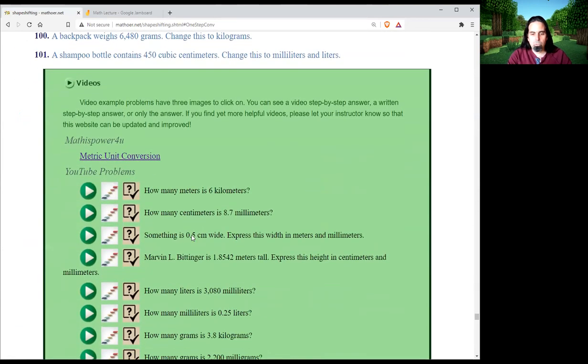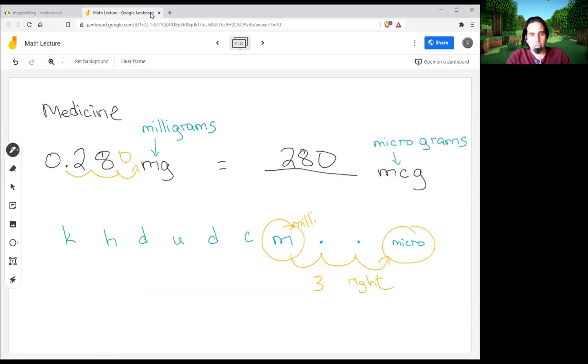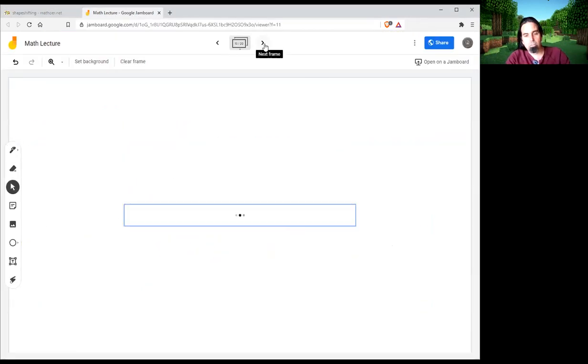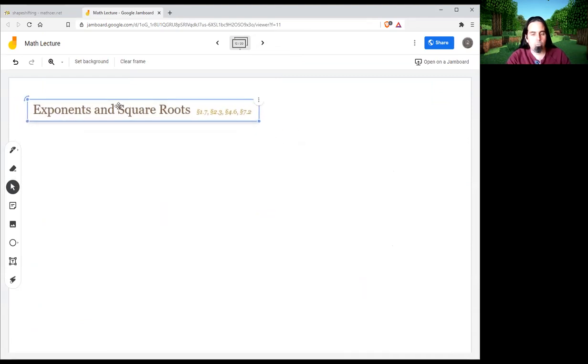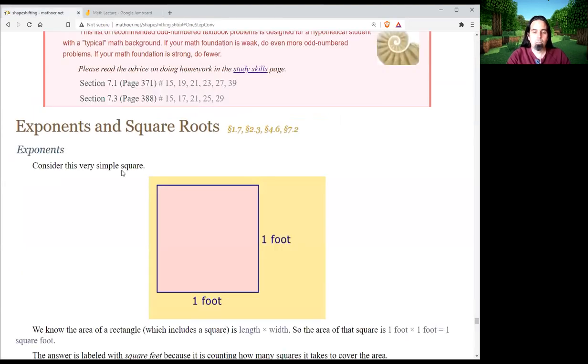So videos, homework, blah, blah, blah. The last thing we're going to talk about are exponents and square roots, because when we have measurement units, sometimes we have square units, like square feet, square meters. So we need to talk about this kind of thing.